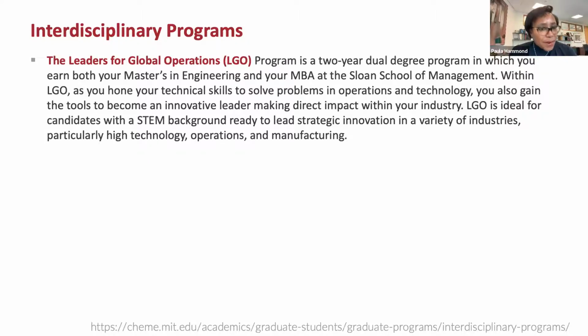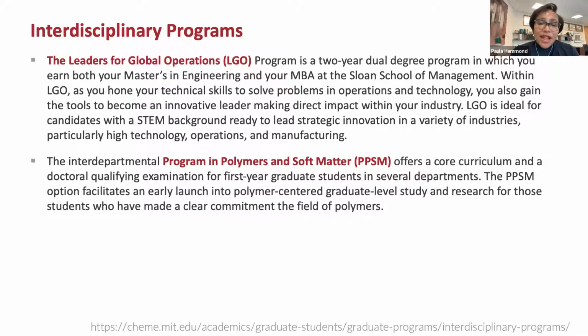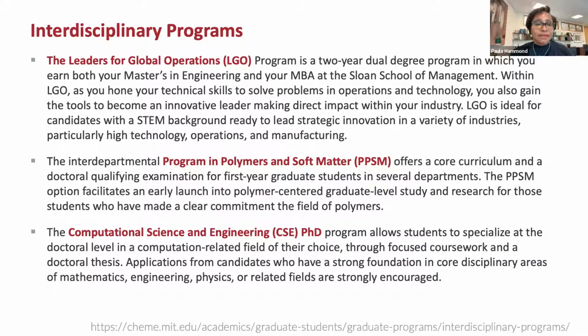Now, the second program is the program in Polymers and Soft Matter, or PPSM. In that program, you essentially apply to the core department and then apply to PPSM from within that department. And your core curriculum will be a 1-year period in which you're taking intensive polymer science programs that are offered by faculty across the campus. And you can select a research topic from amongst all of the polymer associated or affiliated faculty, and a qualifying exam based on that. And you then take your host department's core classes.